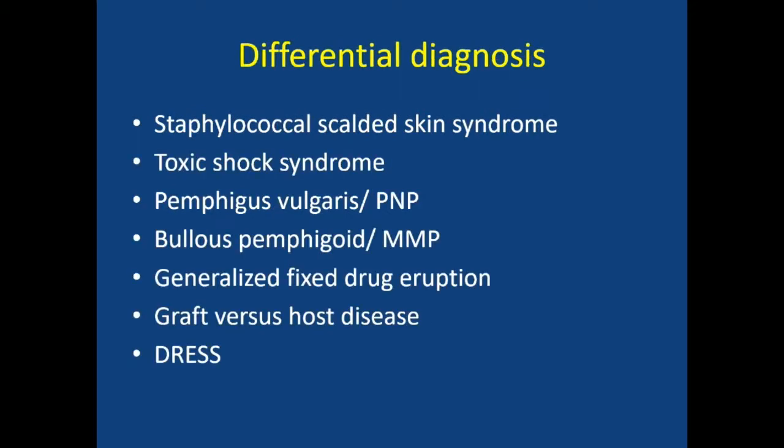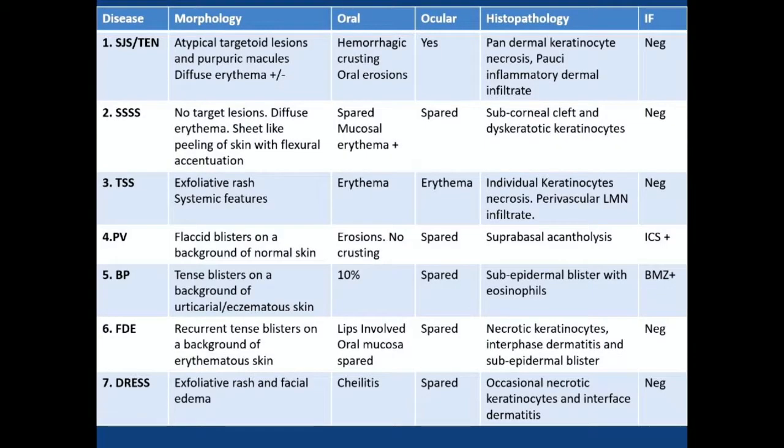So basically, for a non-dermatologist, the patient comes with a skin rash and mucosal involvement. So what are the differential diagnoses of a skin rash and mucosal involvement which can mimic SJS-TEN? So it is staphylococcal scalded skin syndrome, toxic shock syndrome, pemphigus vulgaris, bullous pemphigoid, generalized fixed drug eruption, graft versus host disease, and drug rash with eosinophilia and systemic symptoms. So this is a very exhaustive table. I'll come back to this table again after showing you some clinical photographs.